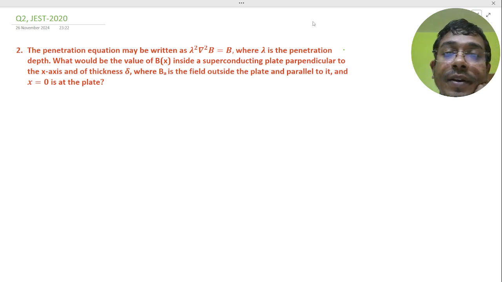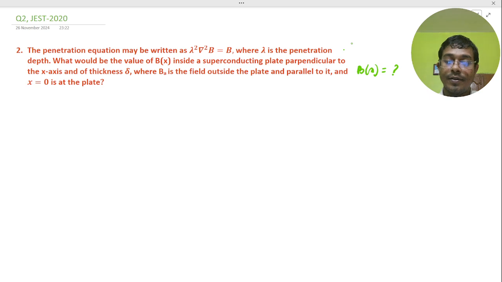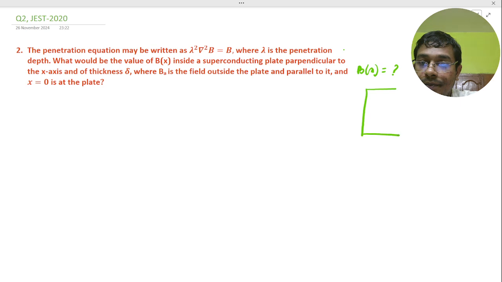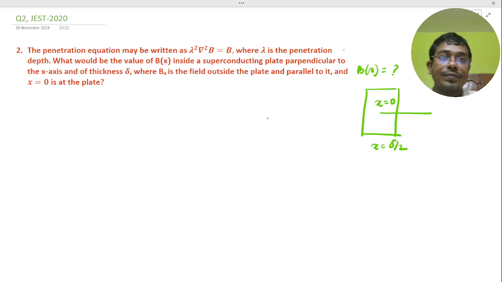So we have to find the value of Bx. This is our question for 5 marks. We should be very careful with the mathematical manipulation and do the calculation carefully. Here is a plate. This one is x equal to 0 and this one is delta by 2, since the thickness is delta.